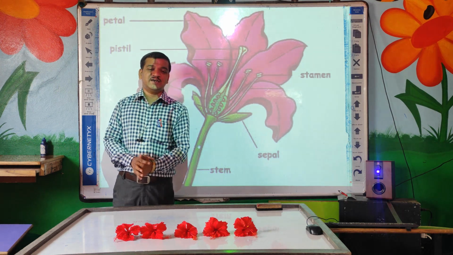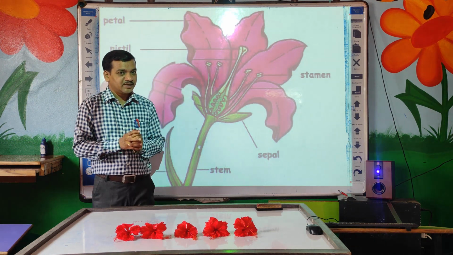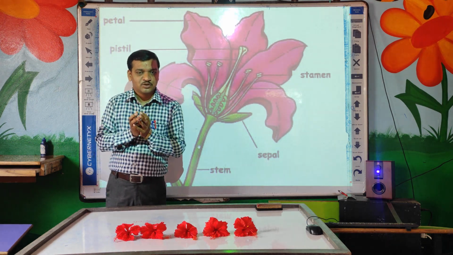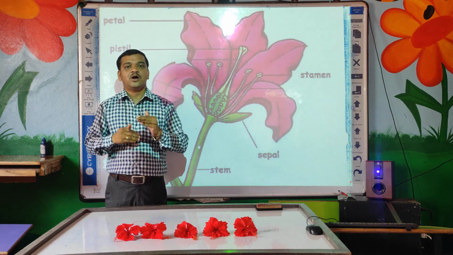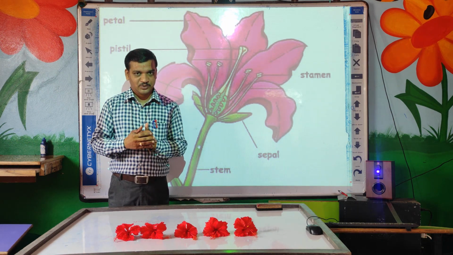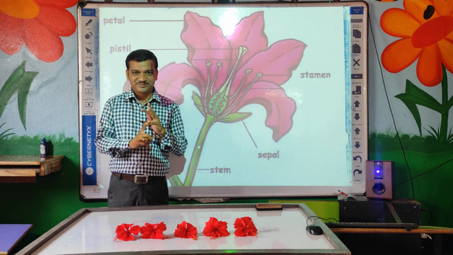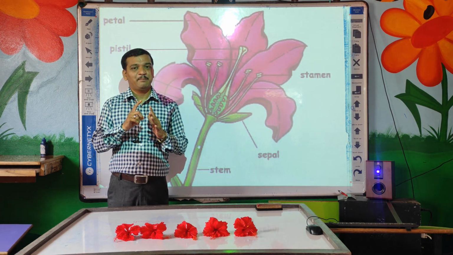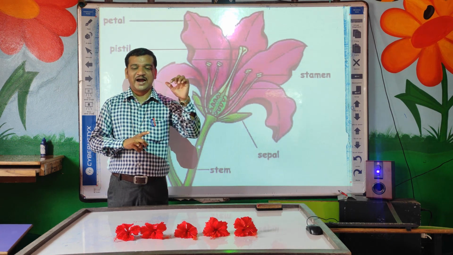So we will consider one flower, okay? I will show you here one complete flower. Complete means what? In this flower you can see all the parts. That is called the complete flower. It means that you can see calyx, corolla, then androecium, gynoecium and ovary.